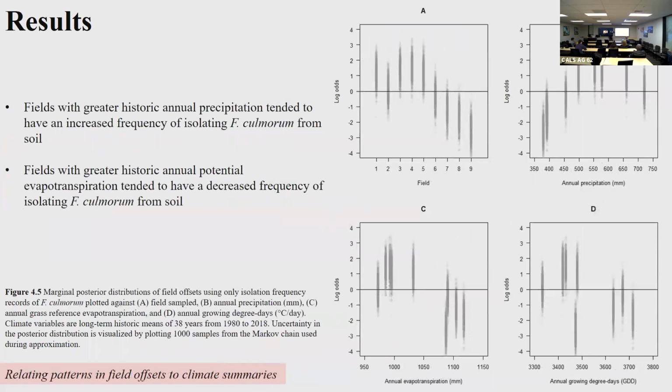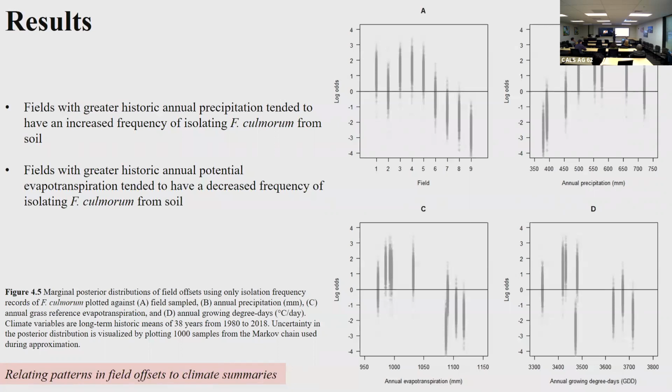Now, the actual part that we were interested in, right, is seeing whether or not the odds were different across the different fields. These are log odds, and 0 is 50-50, so that's even odds. Positive is more likely, negative is less likely. The nice part about doing log odds is most of it stays between 4 and negative 1. So you can see for these fields, right, fields 1, 3, 4, and 5 have increased odds of me isolating Fusarium culmorum from that field, whereas other fields out here have decreased odds of doing it.